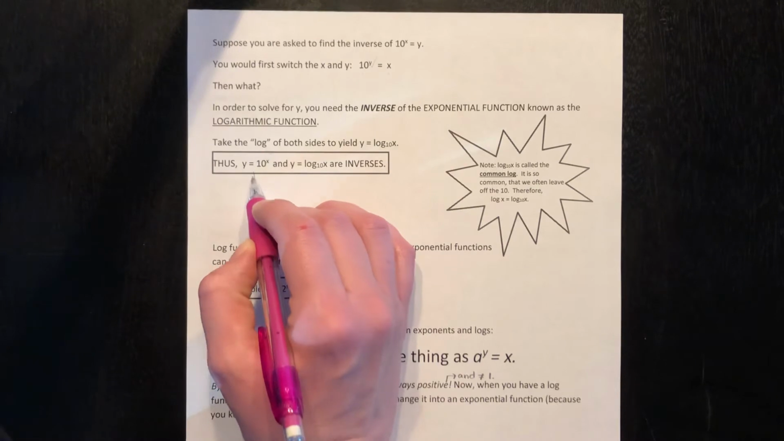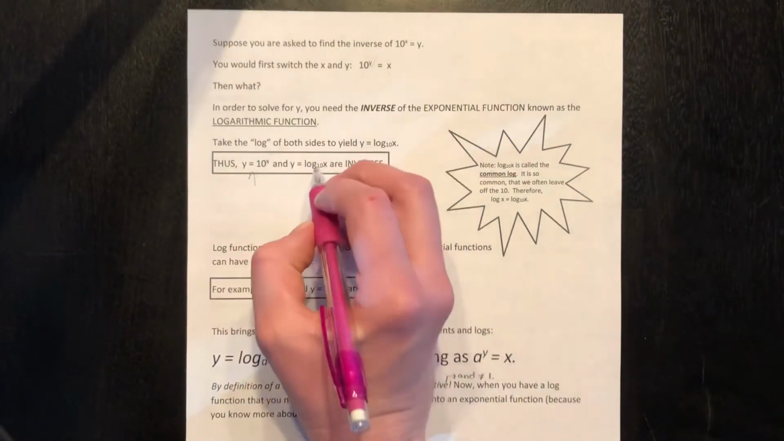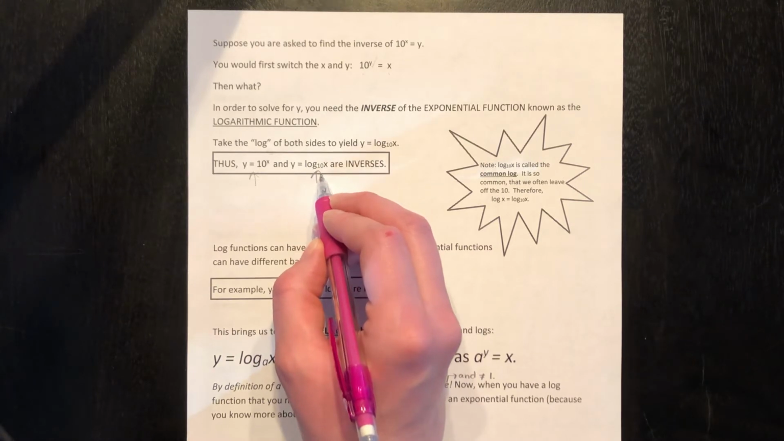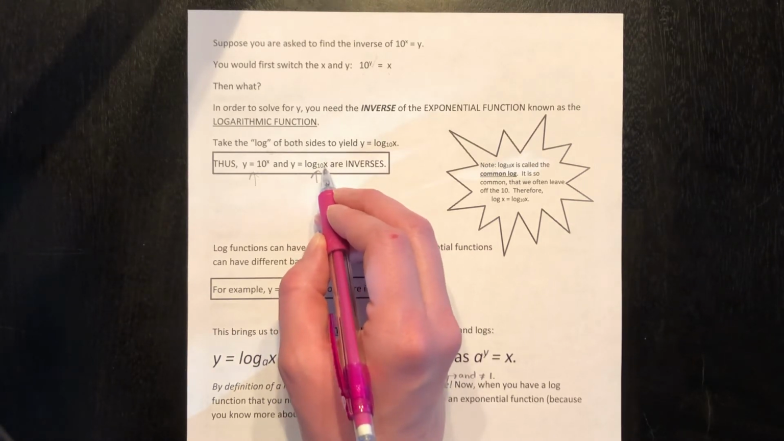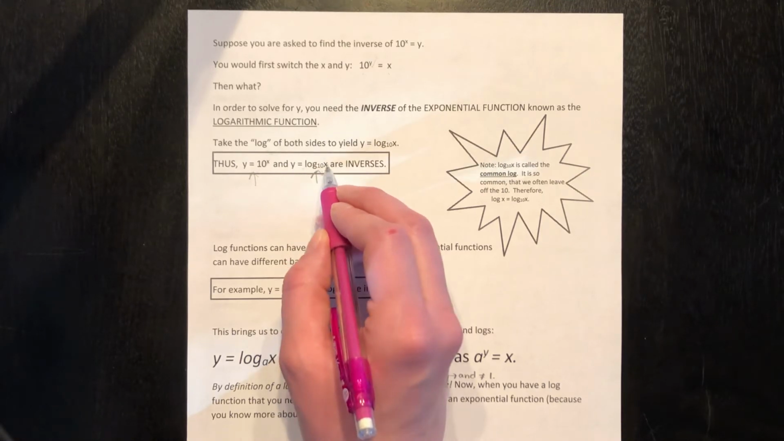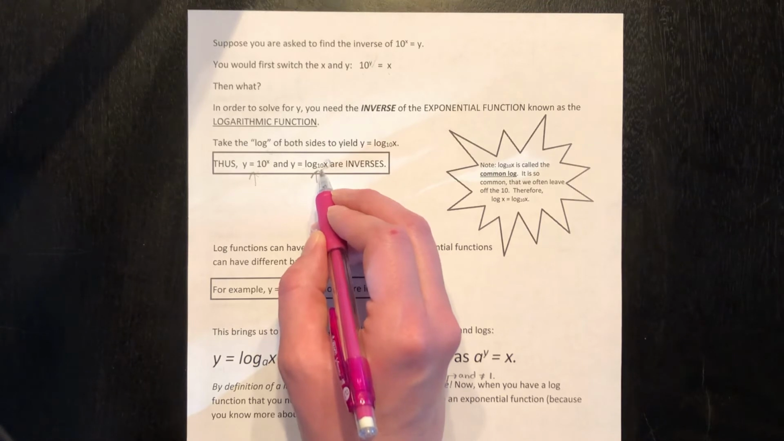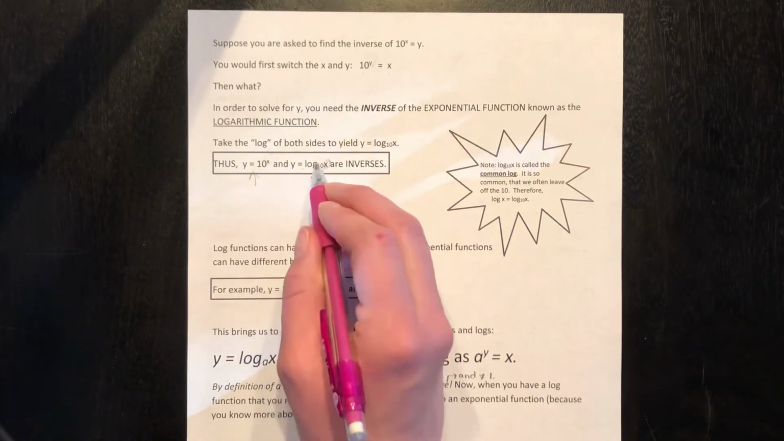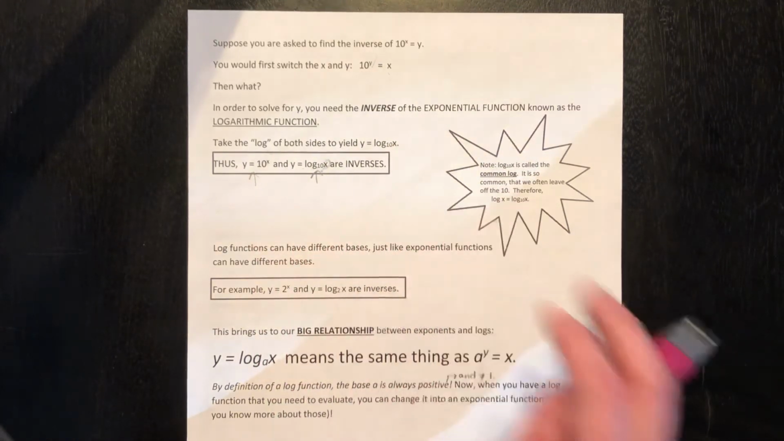I'd have my original function here, 10 to the x, and I would have this brand new function here, log base 10 of x, is how I say that. The 10 is a subscript. The x is on the same line as the log. This is called the argument, and this is called the base. The 10 is the base. The x here is the argument, so log base 10 of x. So 10 to the x and log base 10 of x are inverses of each other.